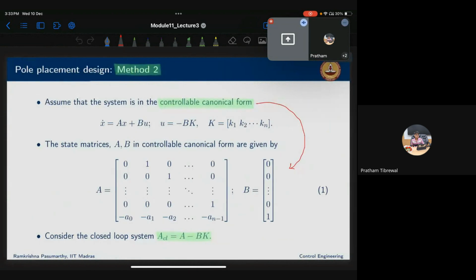First thing. Next thing is we use this controllable canonical form. As I told you, controllable canonical form is this. Simply, we take the numerator coefficients here.